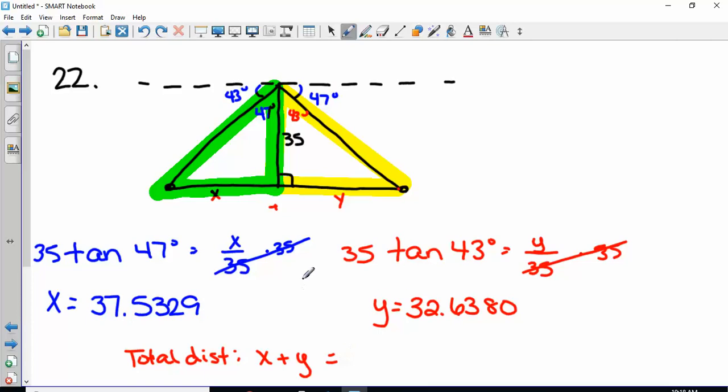I said to answer with significant digits. How many significant digits were given in the problem? Two. So when you add these, you get 70.1709, so you would call it just 70 feet, since we're using significant digits. Is that okay?